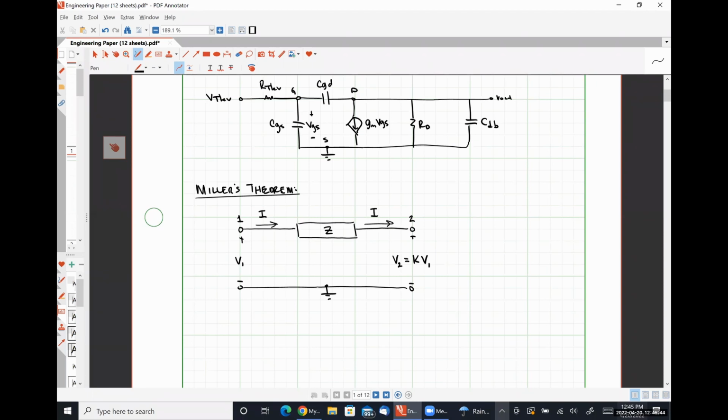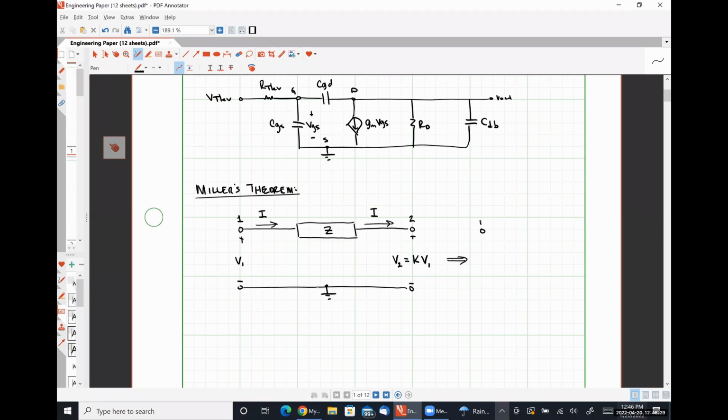So Miller's theorem states that for a section of a circuit where the voltage at node 2 is related to the voltage at node 1 by a simple relationship like V2 is equal to K times V1, Z, the floating impedance, can be replaced by two impedances, Z1 and Z2, connected between node 1 and ground and node 2 and ground, where Z1, actually, let's write it like a transformation effectively.